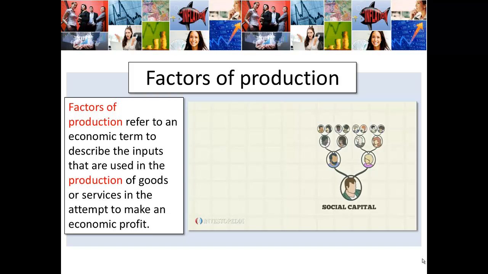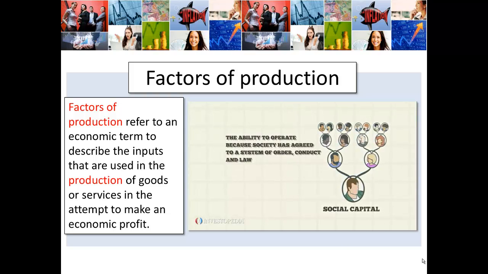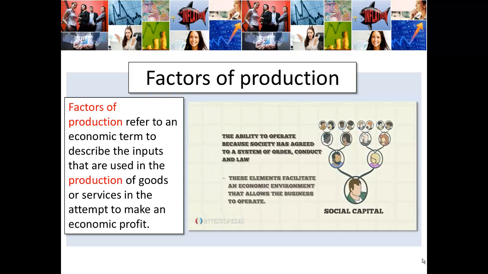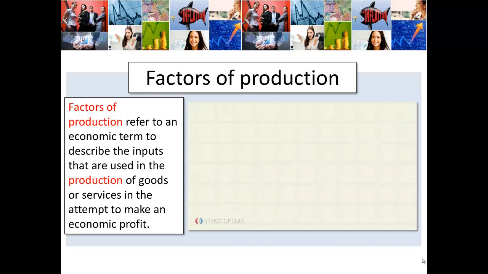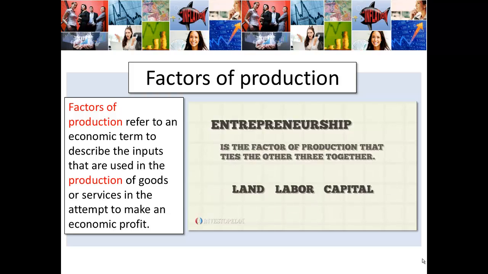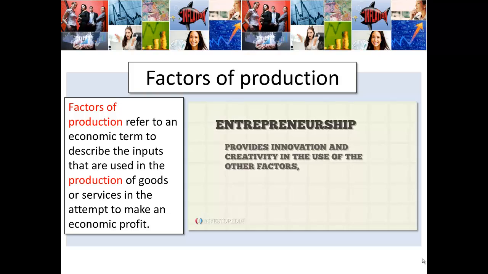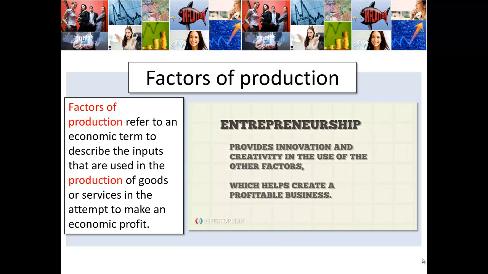There is also social capital, the ability to operate because society has agreed to a system of order, conduct, and law. These elements facilitate an economic environment that allows the business to operate. Finally, entrepreneurship is the factor of production that ties the other three together. The entrepreneur provides innovation and creativity in the use of the other factors, which helps create a profitable business.